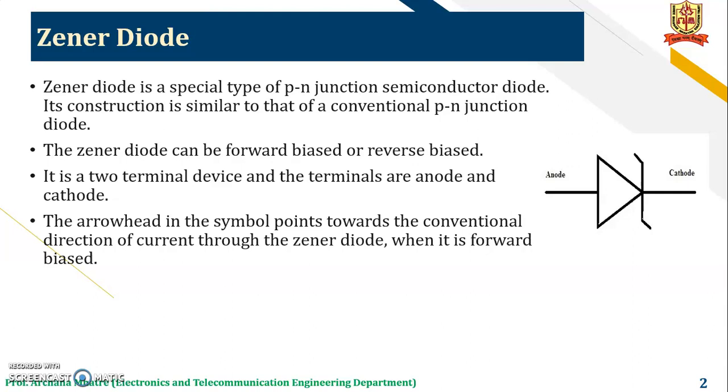Zener diode is a special type of p-n junction semiconductor diode. Its construction is similar to that of the conventional p-n junction diode. The Zener diode can be forward biased or reverse biased. It is a two-terminal device and the terminals are anode and cathode. The arrowhead in the symbol points towards the conventional direction of current through the Zener diode when it is forward biased. So this is the symbol of a Zener diode having the two terminals, anode and cathode.